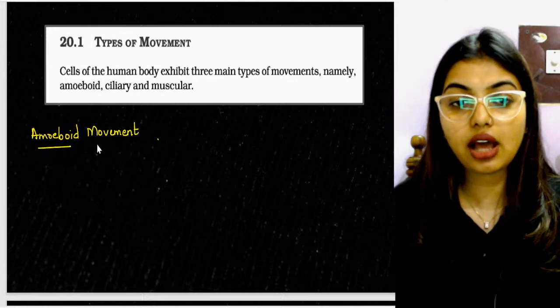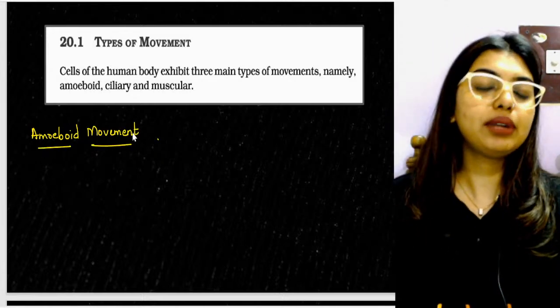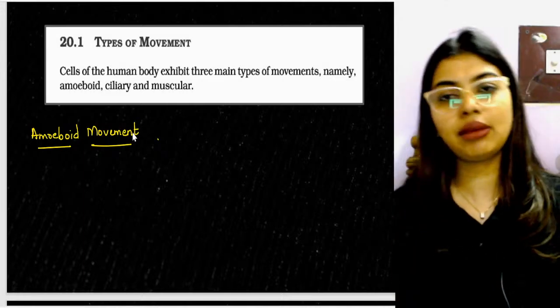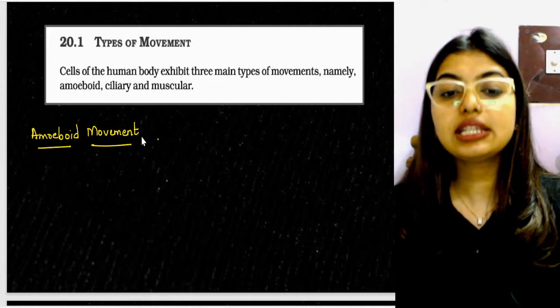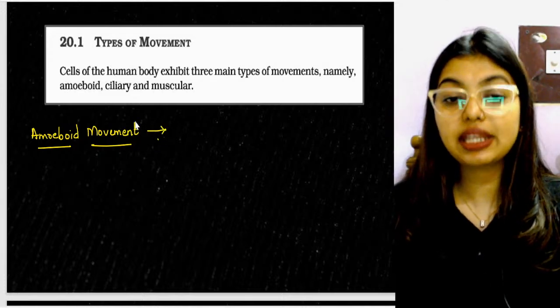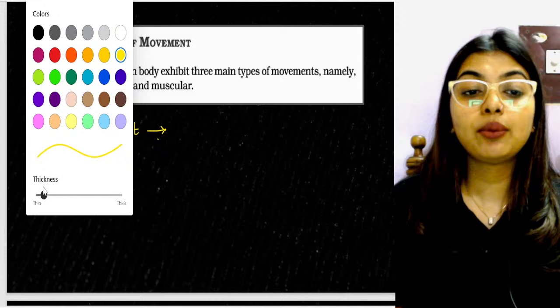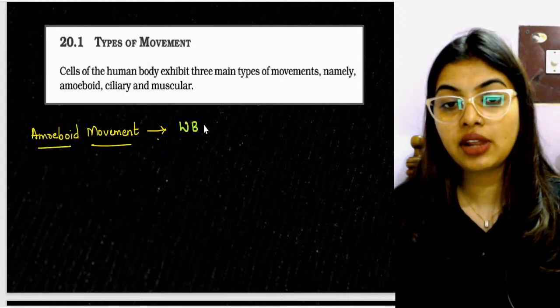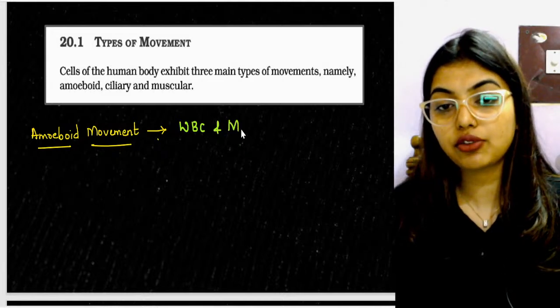are happening in our body as well. See, amoeboid movement is happening in amoeba, no doubt in that. Amoeba is doing the movement. Like, ma'am, I know about amoeboid movement, right? This same amoeboid movement is happening in our body also with the help of WBCs and macrophages.